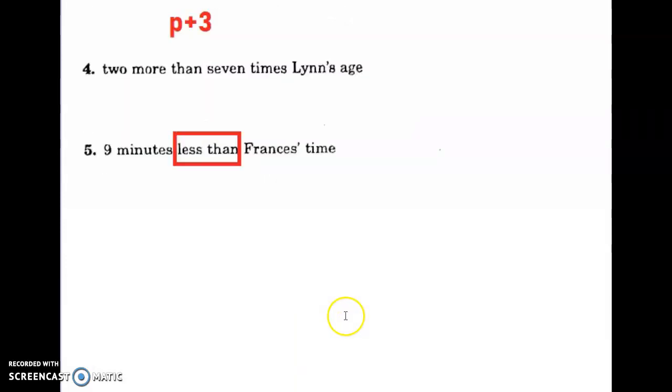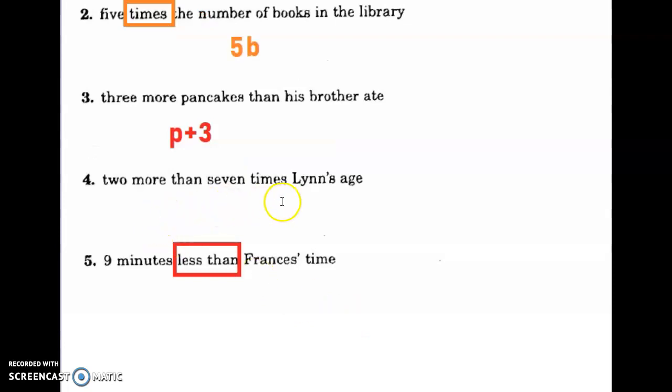All right, so we got a couple more here. 2 more than 7 times Lynn's age. I'm just going to let you guys finish this off. There was only, how many questions are here? There's 8 questions on this side.